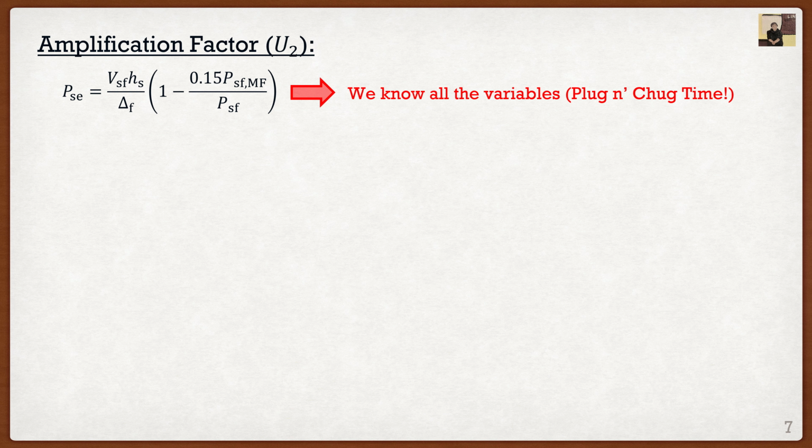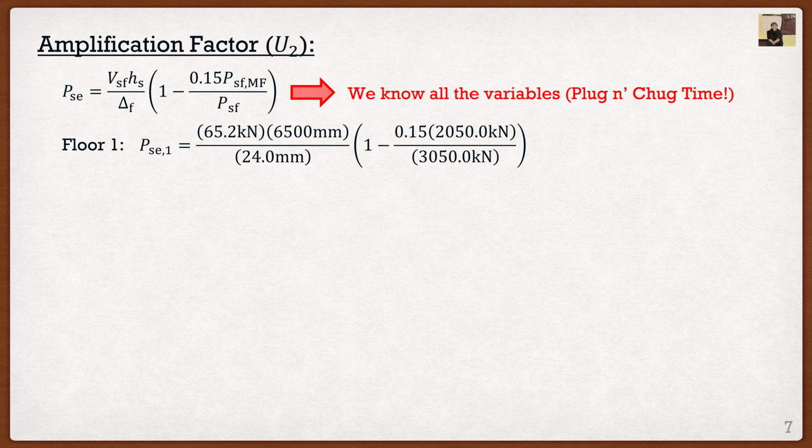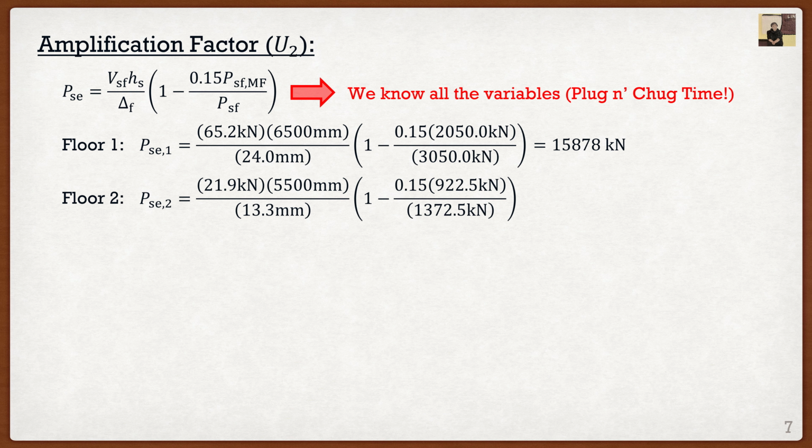So again, we have two different PSEs, one for each floor. For floor number 1, I'm just going to substitute everything that we have, keeping consistent units, and we get PSE1 as 15,878 kilonewtons. We can do the same thing for floor number 2, again just substituting everything that we know, and we get that it's equal to 8,143 kilonewtons. Now this is great because, again, PSE is the big boy we have to calculate.